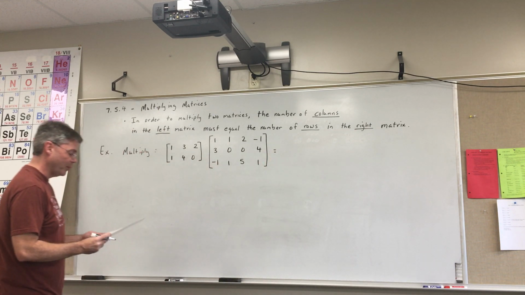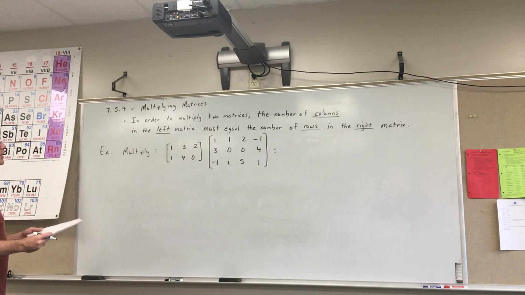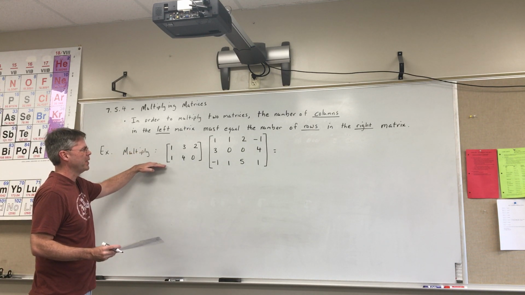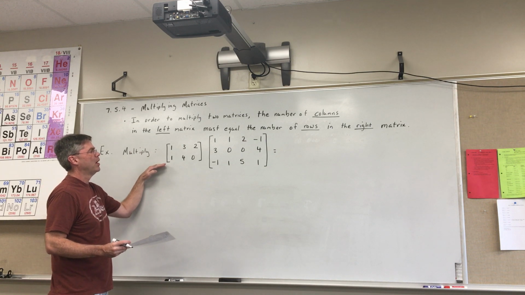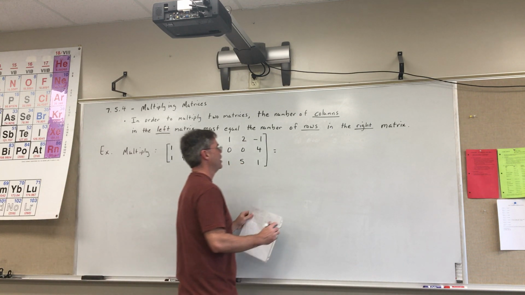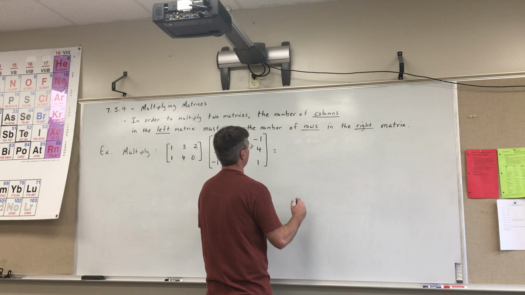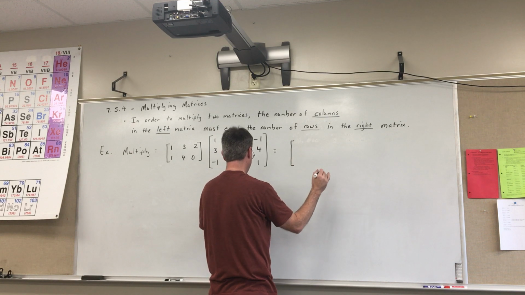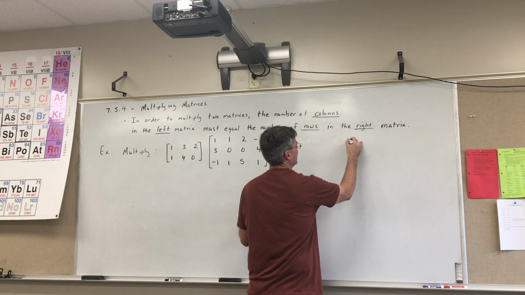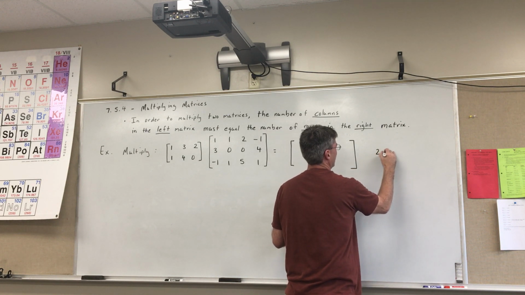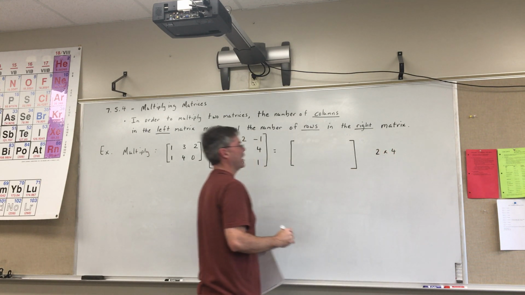Okay, so your final matrix will give you the number of rows, which is 2, from your first matrix, and the number of columns from the right matrix. Number of rows on the left, number of columns from the right matrix. So I'm going to go ahead and write in a solution matrix. It's going to be 2 rows times 4 columns.